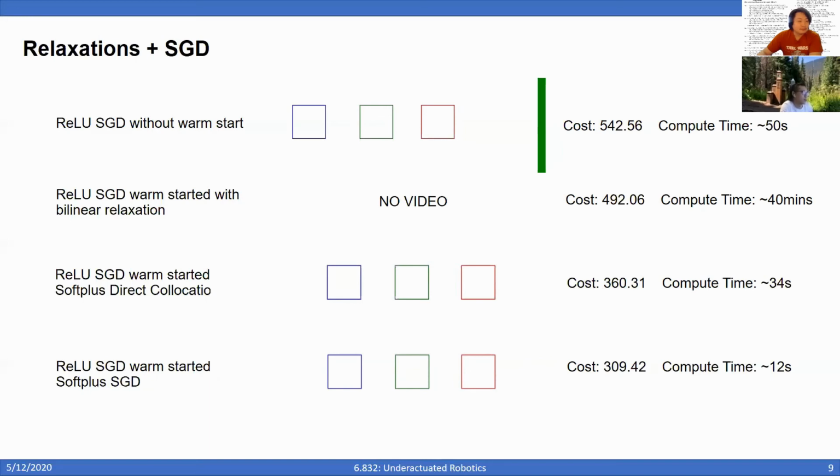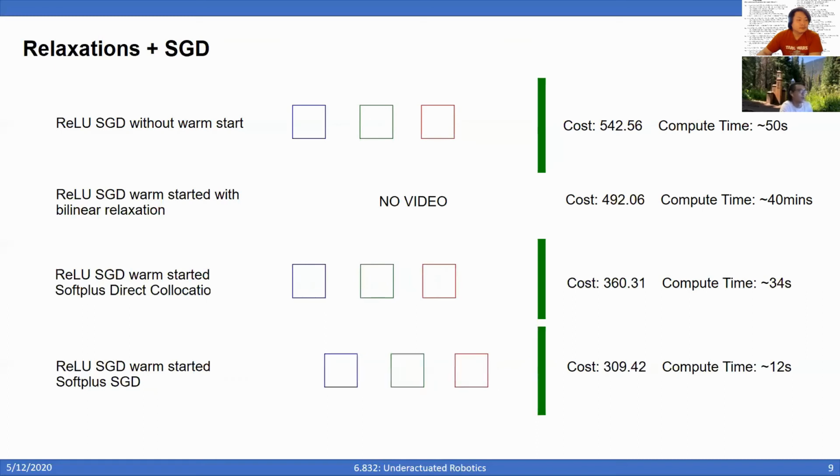The third case is we warm started with softplus direct collocation. In this case, the cost is reduced even more, and the compute time is reduced even more as well. The last case is we consider warm starting with softplus SGD. This one yields the least cost and the shortest amount of time.